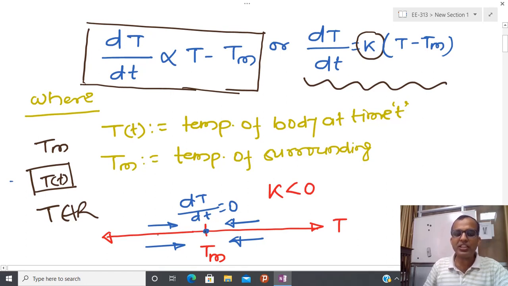So basically in this whole state space, and I say state space because you can see that the state of this system is the temperature, which is changing with respect to time.